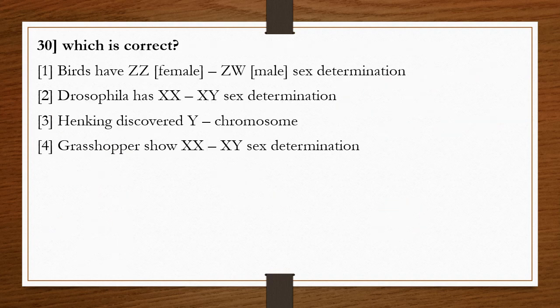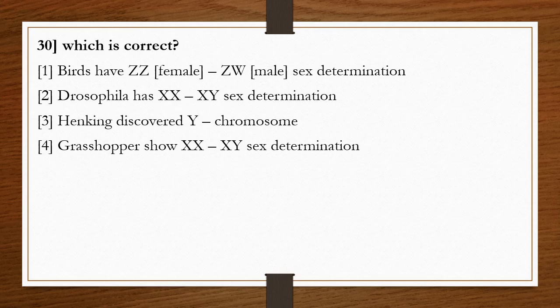Question number 30, which is correct in the given options. Option 1, birds have ZZ female, ZW male sex determination. Option 2, Drosophila XX, XY sex determination. Option 3, Henking discovered Y chromosome. Option 4, grasshopper show XX, XY sex determination.